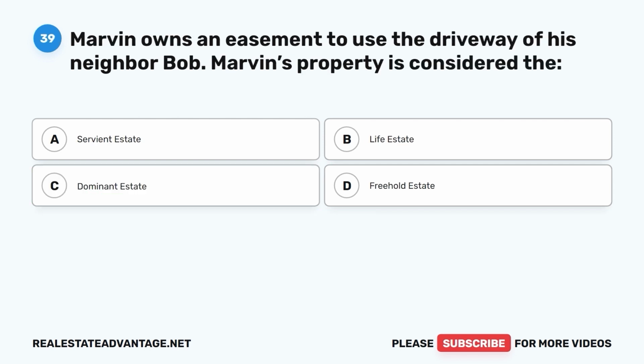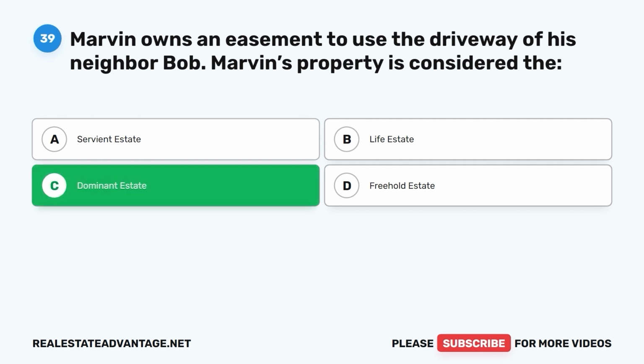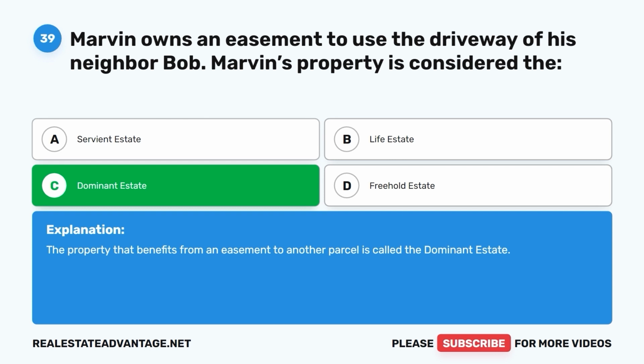Question 39. Marvin owns an easement to use the driveway of his neighbor Bob. Marvin's property is considered the A, servient estate, B, life estate, C, dominant estate, D, freehold estate. The correct answer is C, dominant estate. The property that benefits from an easement to another parcel is called the dominant estate.